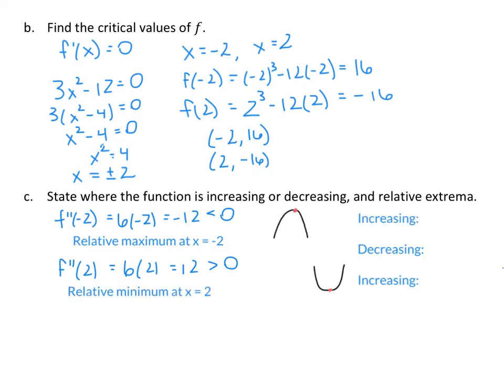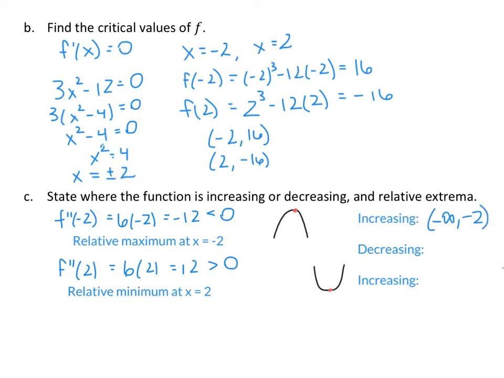So now to determine intervals of increasing and decreasing, let's think about what's going on at each of our relative extrema. We have a relative maximum at x equal negative 2. If we have a relative maximum, then our function is increasing before we hit the maximum and then decreasing after we hit the maximum. So prior to x equal negative 2, on our x-axis, that would be from negative infinity up to negative 2. So we are increasing from negative infinity up to negative 2.